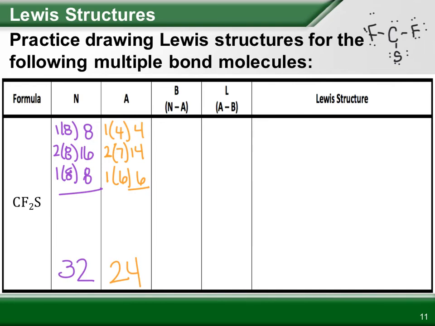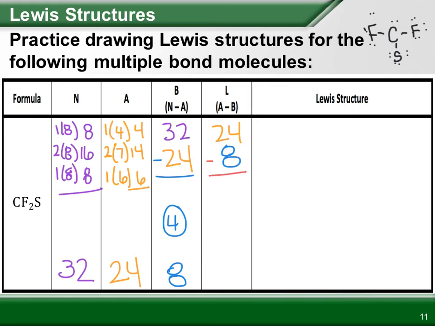Calculating B, we take N, we subtract A, and we end up with 8. We divide that by 2, and we know we have 4 bonds. Then we're going to take our 24, A, and we're going to subtract B, and this is going to give us 16 electrons involved in 8 lone pairs.